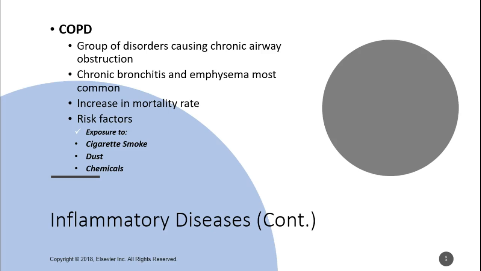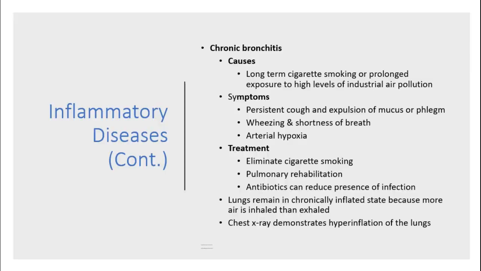COPD. So we're looking at a group of disorders causing chronic airway obstruction. Chronic bronchitis and emphysema are the most common, and you have an increase in your mortality rate, and your risk factors go up if you smoke or you're around a lot of dust or chemicals. Chronic bronchitis is caused by long-term cigarette smoking or prolonged exposure to high levels of industrial air pollutants. So we see a lot of that.